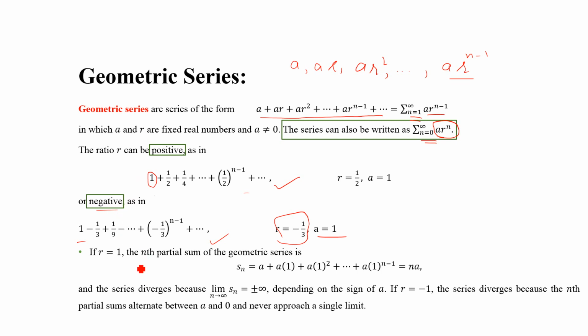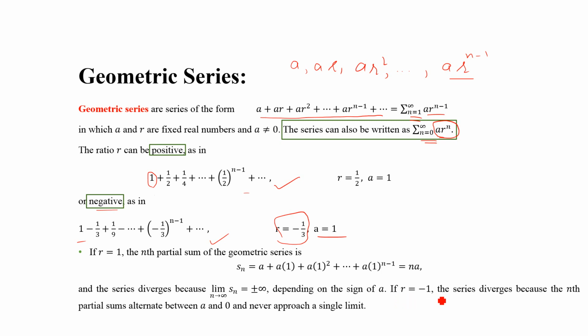So if r is equal to 1, then the nth partial sum of the geometric series becomes n times a. Because r is 1, after plugging the values of r into this series, we have a plus a plus a, because multiplying by 1 does not make any difference in any term. So Sn, that is the sum of the first n terms, is equal to n times a. The series diverges because the limit of Sn as n approaches infinity is positive infinity or negative infinity depending upon the sign of a.